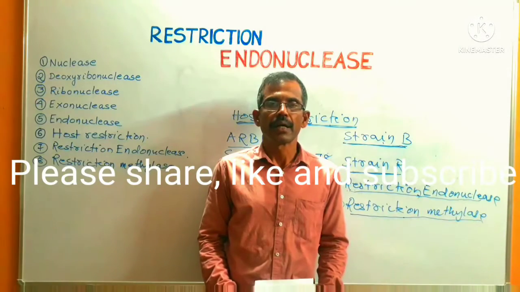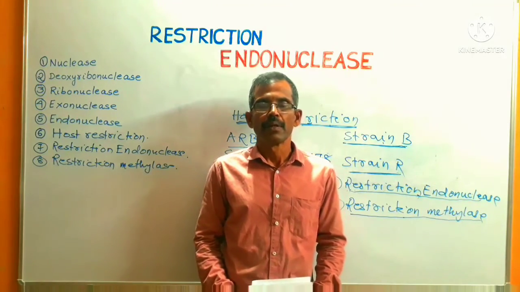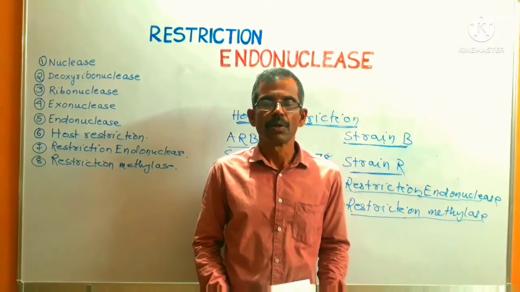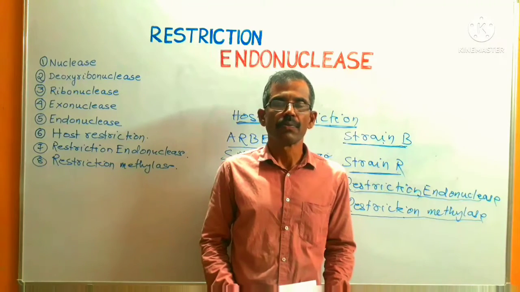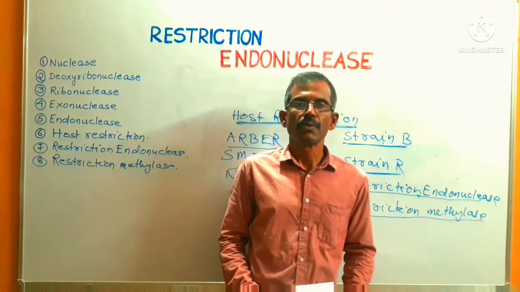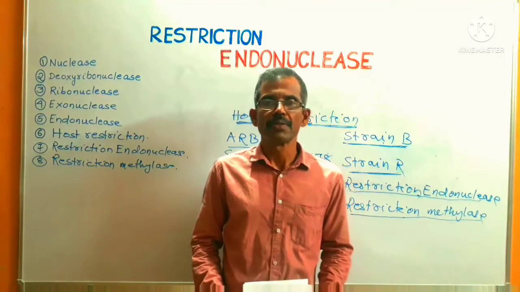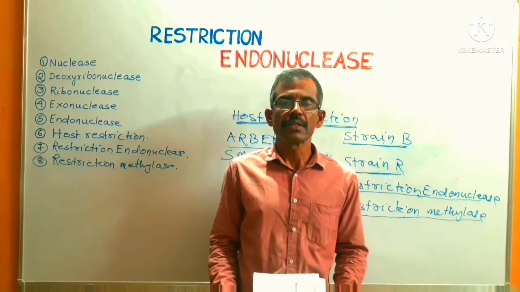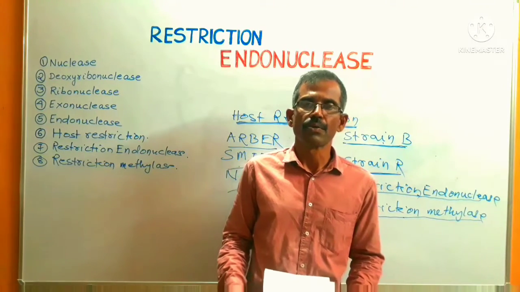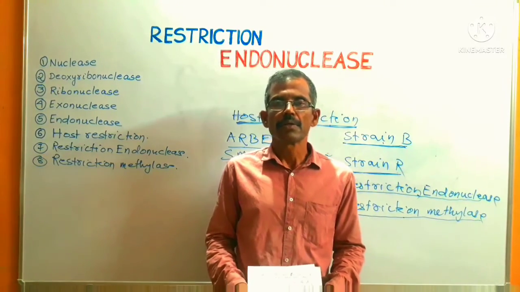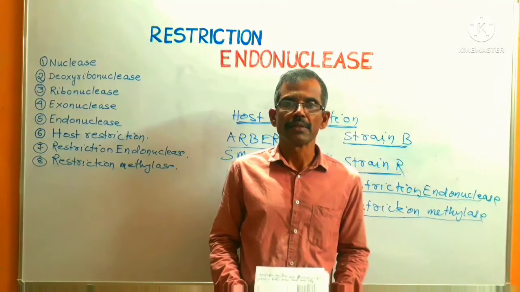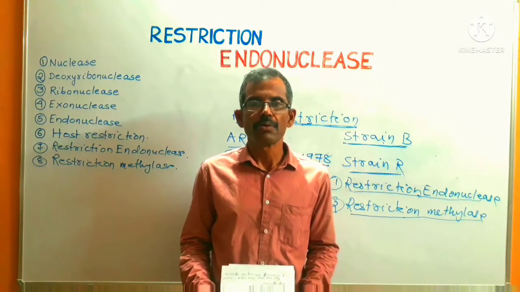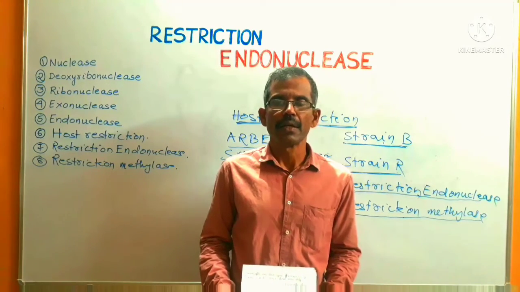Nucleases are the enzymes that cleave nucleic acid. These enzymes are capable of cleaving phosphodiester bonds between nucleotides of nucleic acids. Nucleases belong to a class of enzyme known as hydrolase. Nucleases can be divided into two different groups. One is deoxyribonuclease or DNase that cleave DNA. The other group is ribonuclease or RNase that cleave RNA.